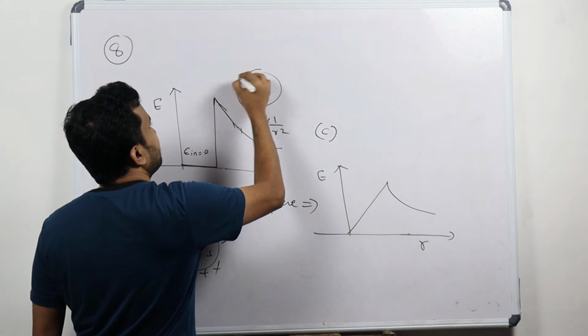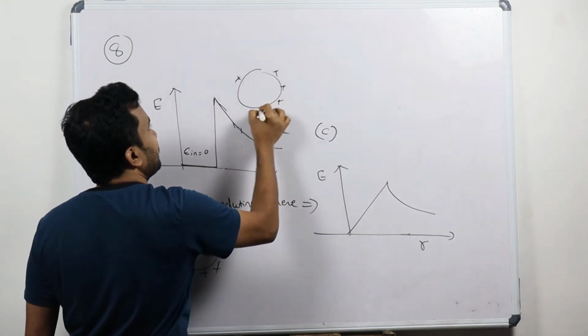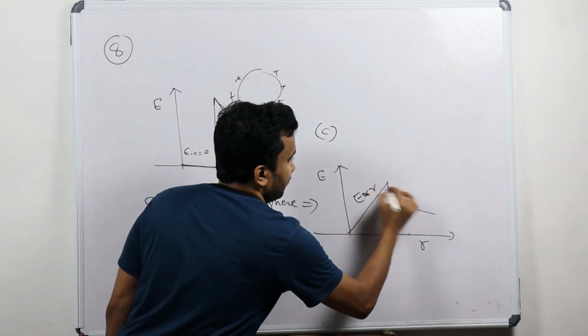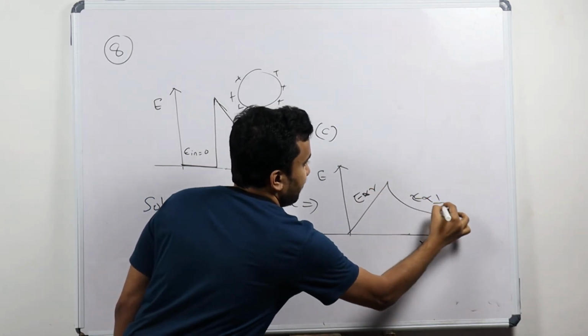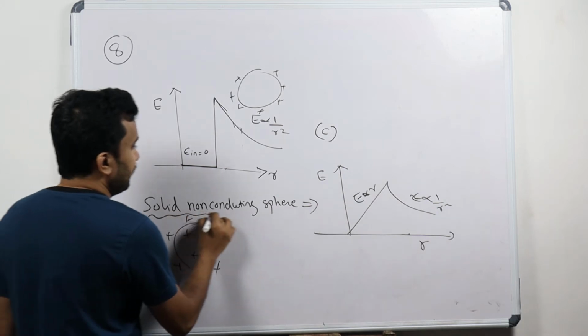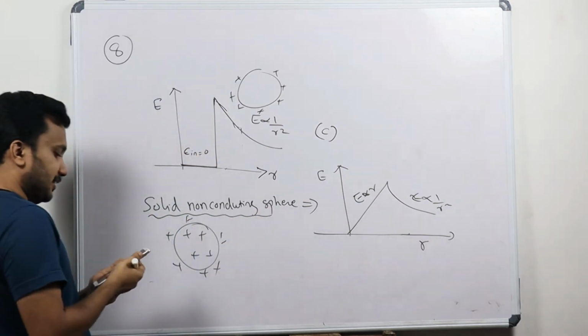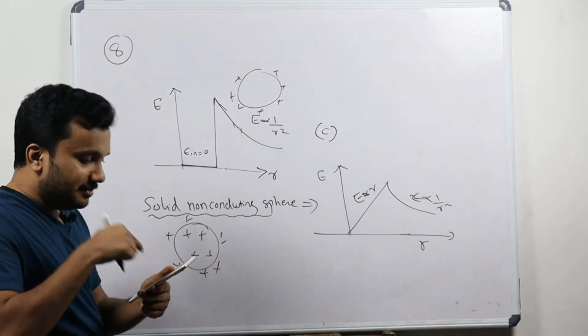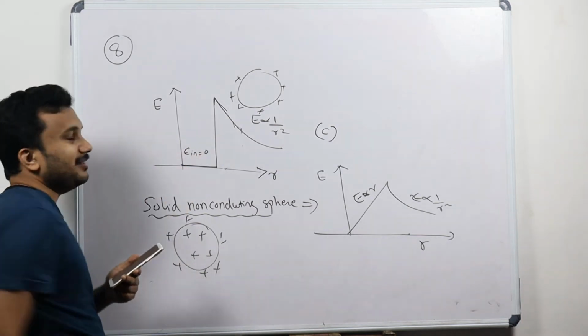In this case, charges are present only at the surface. Charges are not present anywhere else. So here E is proportional to R and E is proportional to 1 by R square. If it is solid non-conducting, then this will be the answer. In that case, option B will come, but in this question, the answer is option number C.